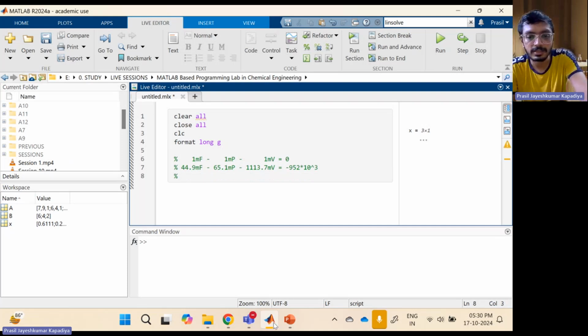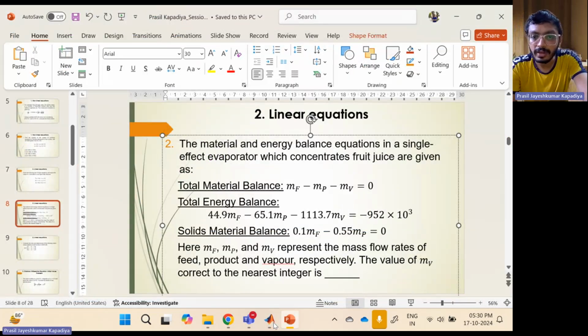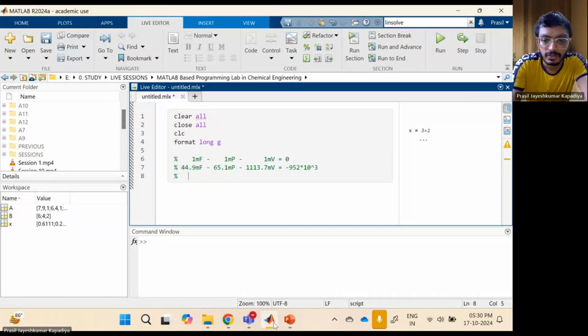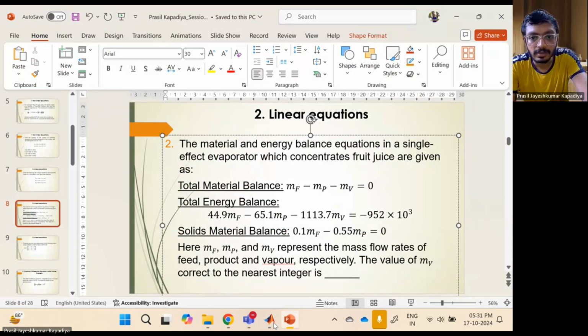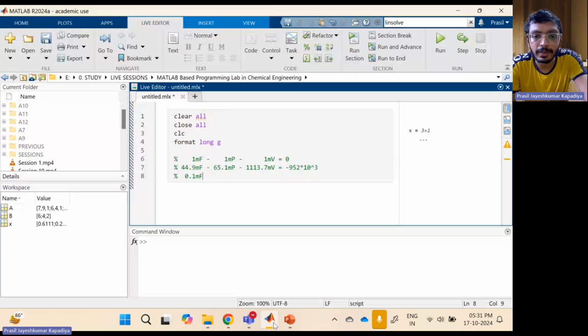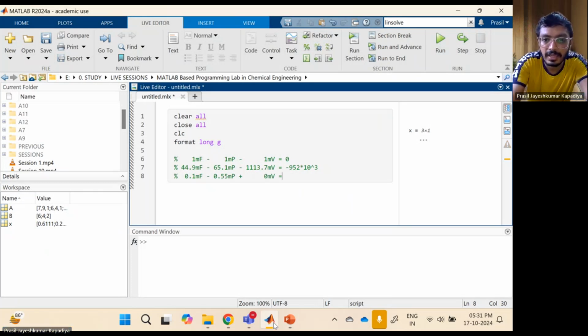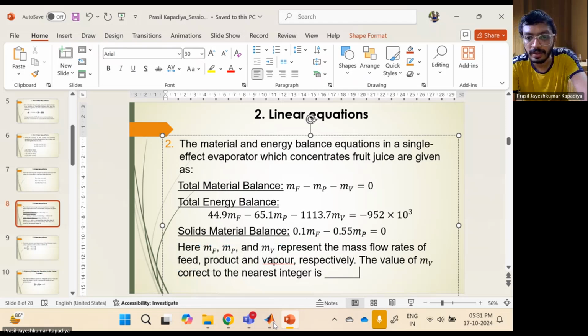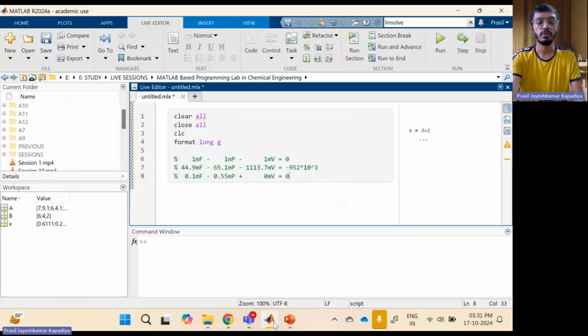And my last equation is 0.1 MF minus 0.55 MP. There is no MV term, so let me write it down as plus 0 MV is equal to 0. Okay, so what do I need to do now?